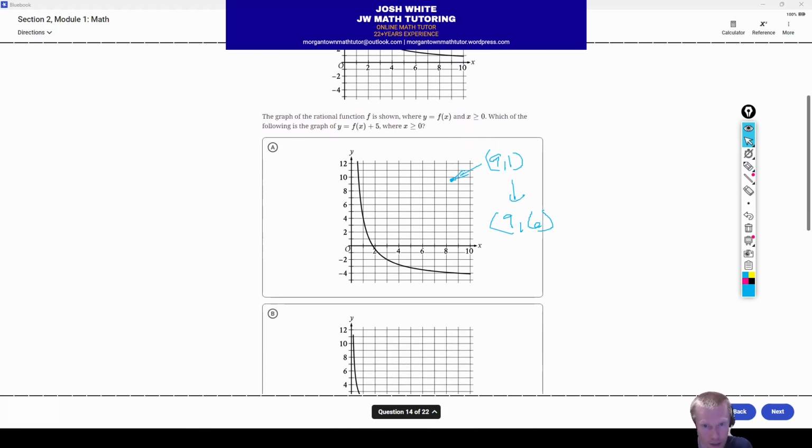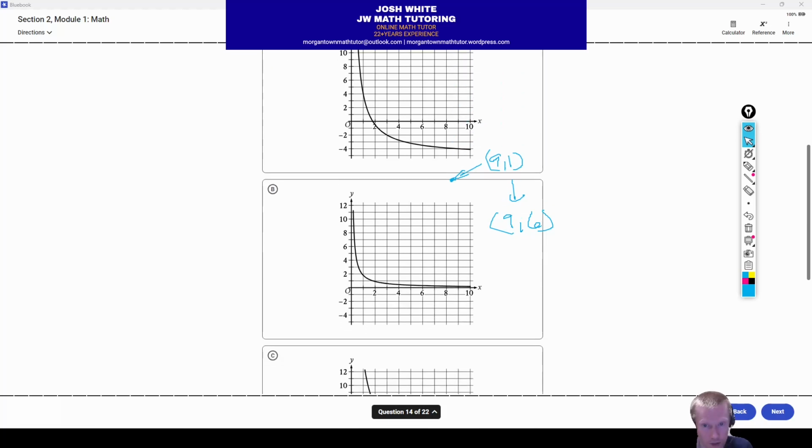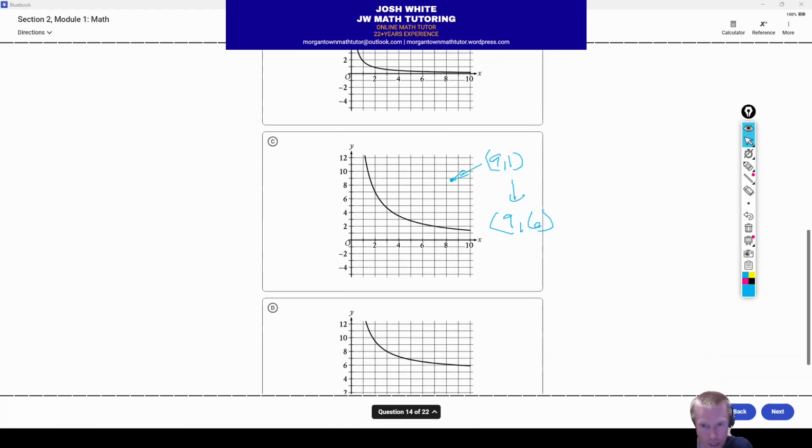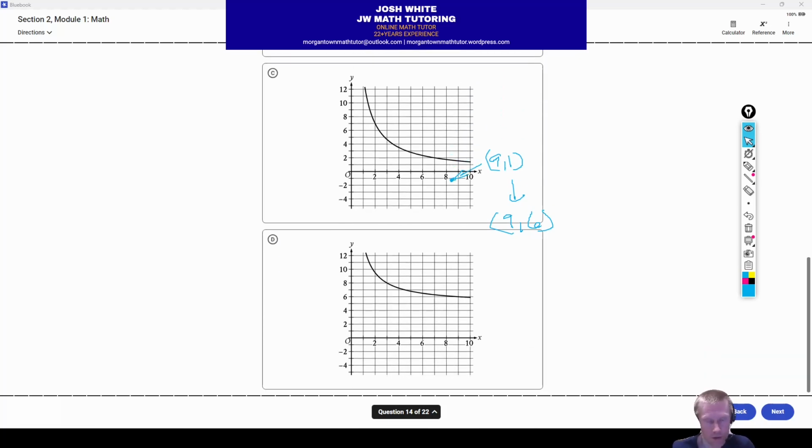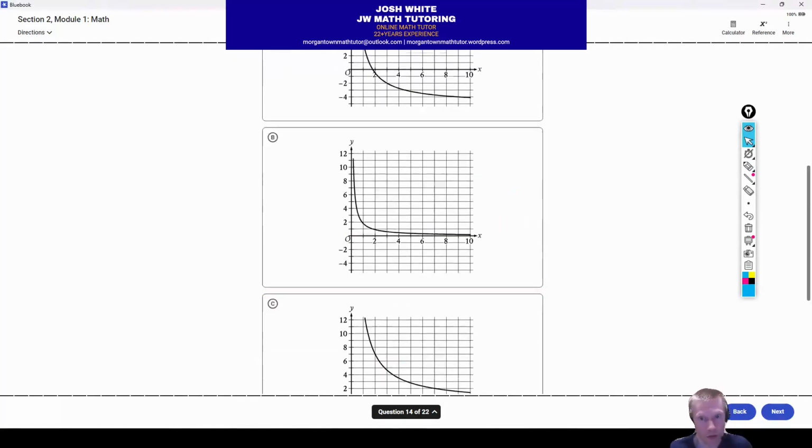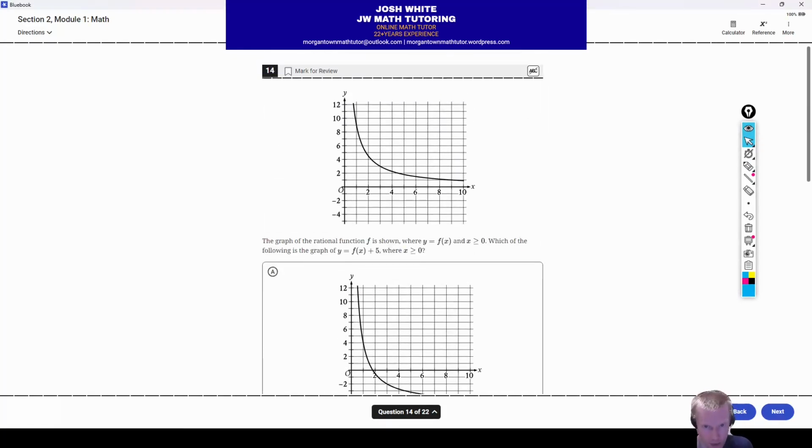Not A, 9 comma 6 would be up here. Not B, not C. So you can see by process of elimination, it's going to be D, right here, 9 comma 6. And again, you could pick other points too, but generally you want to pick a point that's exactly right on an X and a Y integer value for the coordinates of it. So the correct answer for this one is going to be letter D.